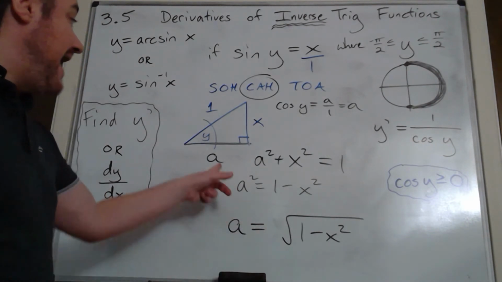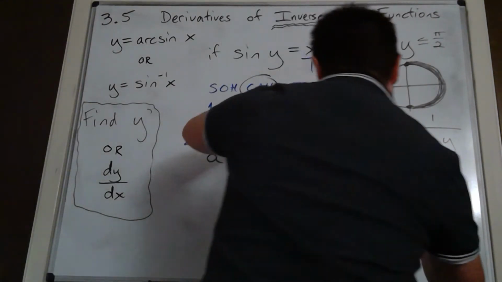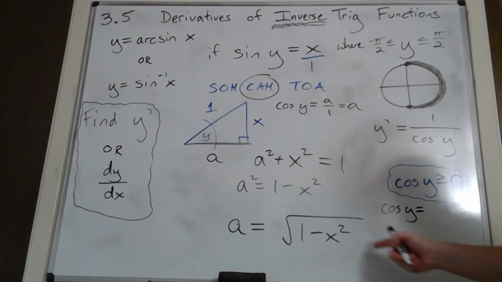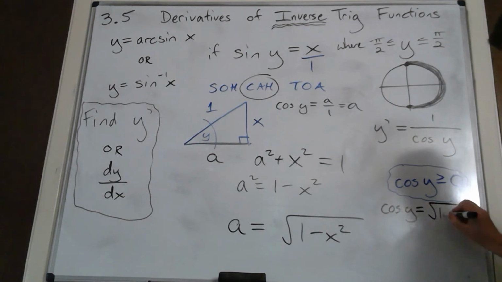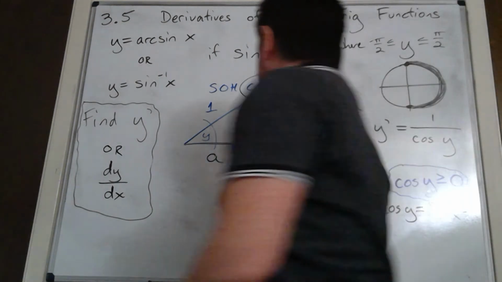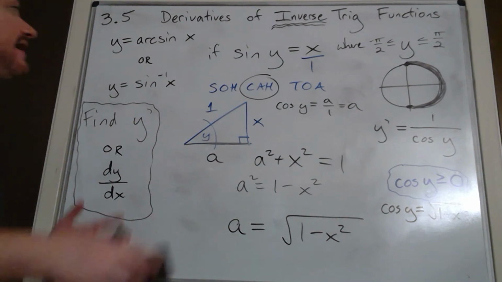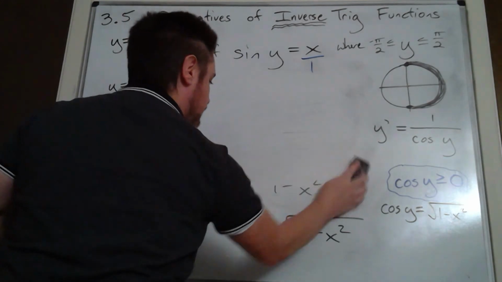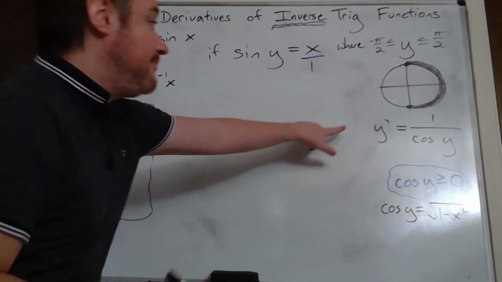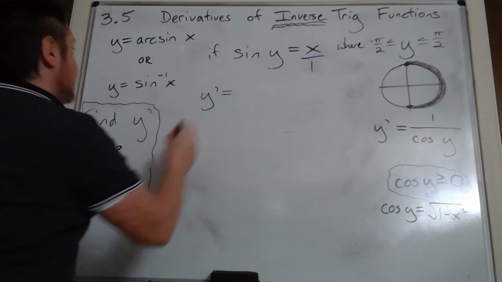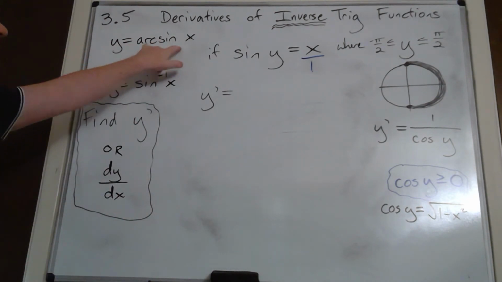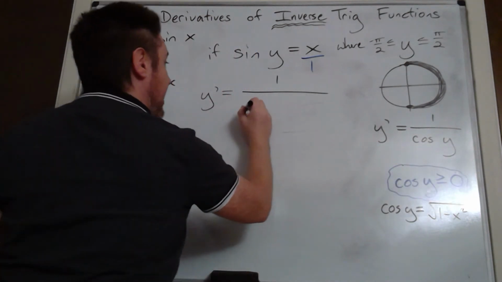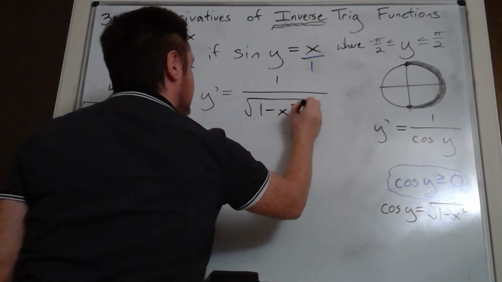There we go. So a is that, cosine of y is that. So we've shown that cosine of y is equal to the square root of 1 minus x squared. Cool. Now we're done, right? Now we can finally tie this whole idea together. So y prime, which again is the derivative of y, the derivative of arc sine, is equal to 1 over cosine of y. Cosine of y is this radical, and so we get 1 over the square root of 1 minus x squared.